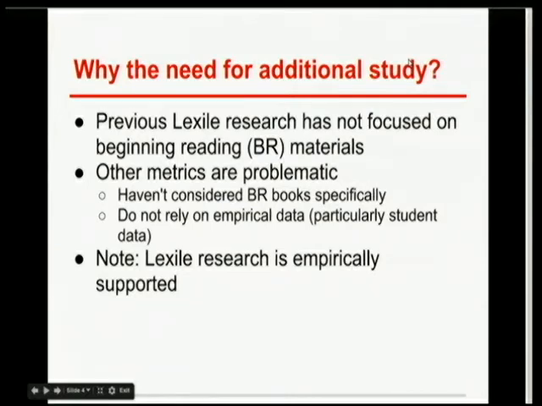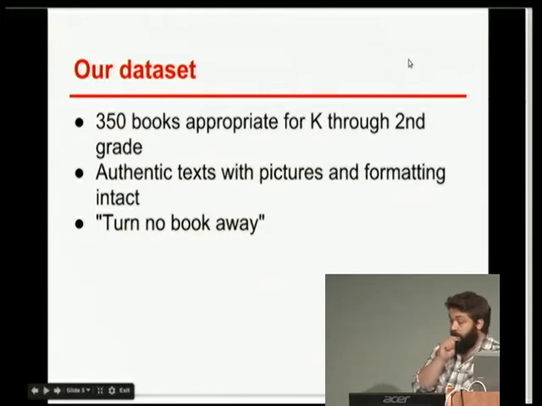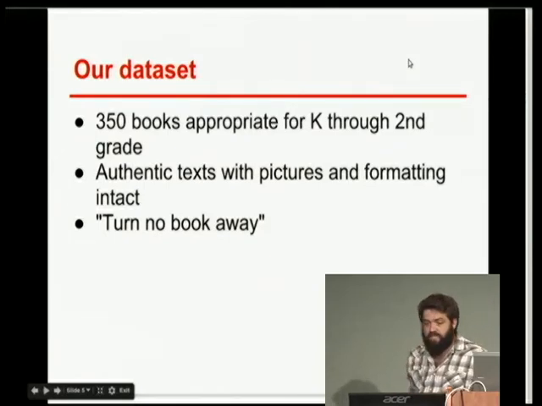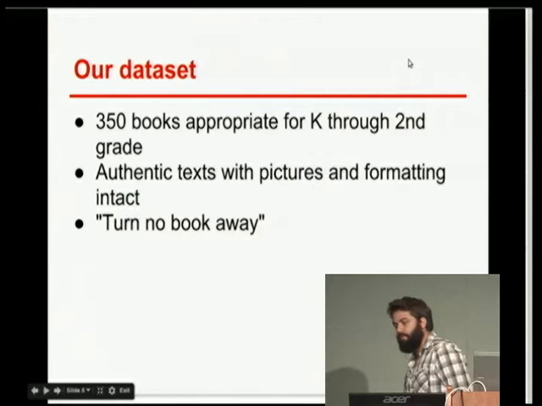There are some other people who are doing this sort of measurement and doing measurement in general, but they are problematic for a couple reasons. One is they haven't considered these beginning reading books specifically, and the other is that they don't rely on empirical data, particularly student data. A lot of times it's just expert judgment and grade level equivalents, which are problematic for a variety of reasons. So the previous Lexile research is all empirically supported, but it has not historically gone down specifically into this beginning reading area. So our data set is 350 books appropriate for K through 2.